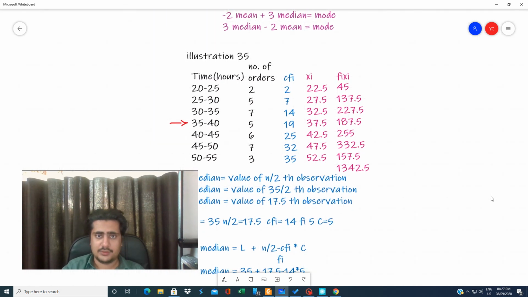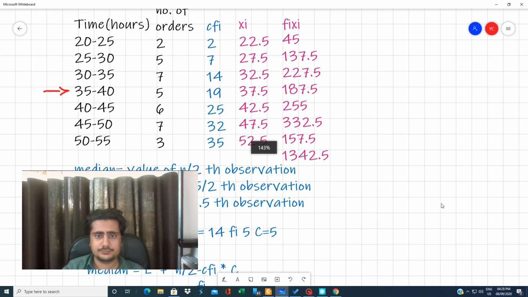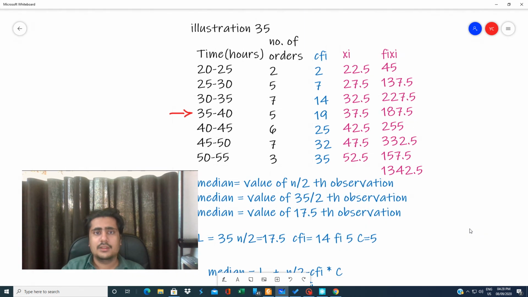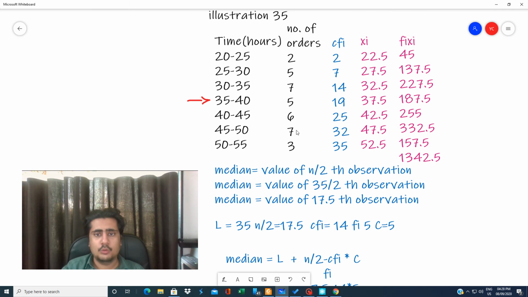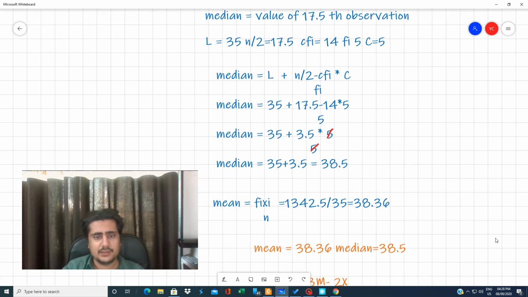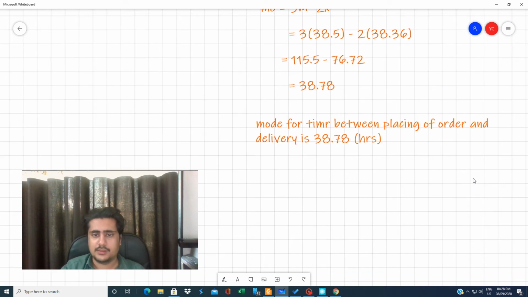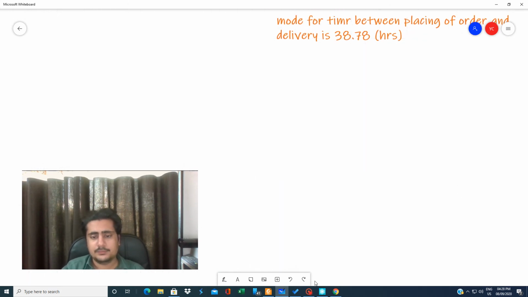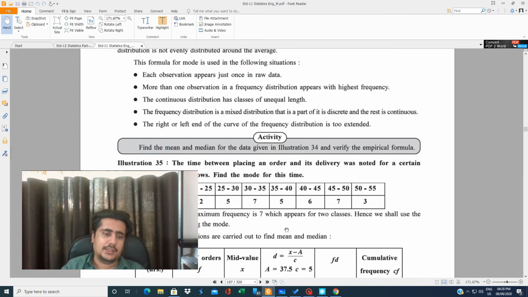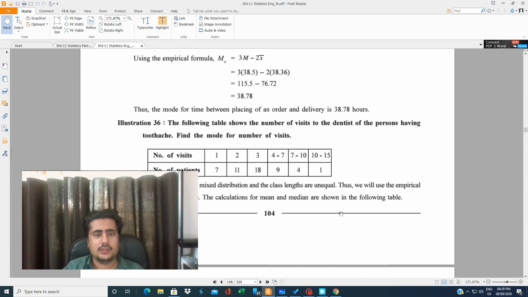We solved illustration 35 in the last lecture. In this illustration, what was the question? Two FM were provided to you. We solved the median first, then the mean, and then the mode. These were our steps. Now we are moving to the next sum. You can see this illustration 35 in the textbook. We solved it in the last lecture.